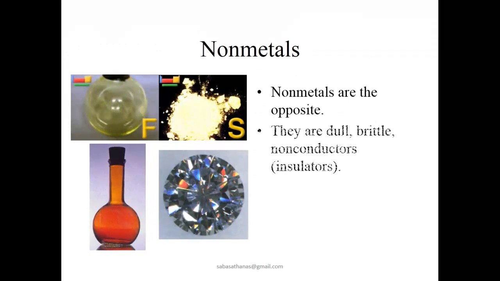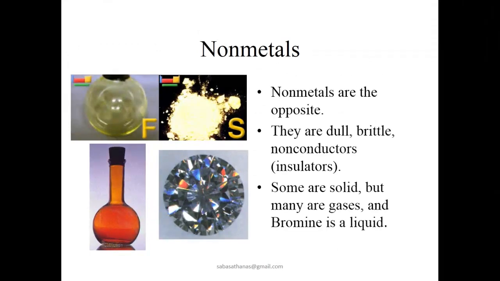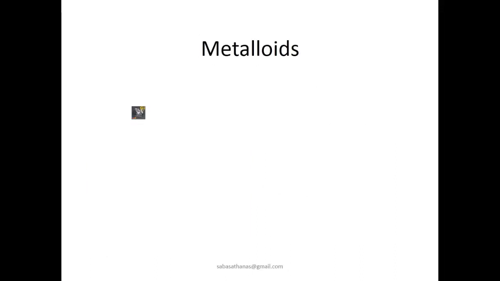And this is non-metal, ni tofauti na metal. Non-metal are opposite, they are dull, not bright, means ni kama chumvi chumvi, yani inaenda kukatika. Also non-conductor, it is an insulator. And also some are solid but many are gas. Example, bromine. Also bromine is a liquid.